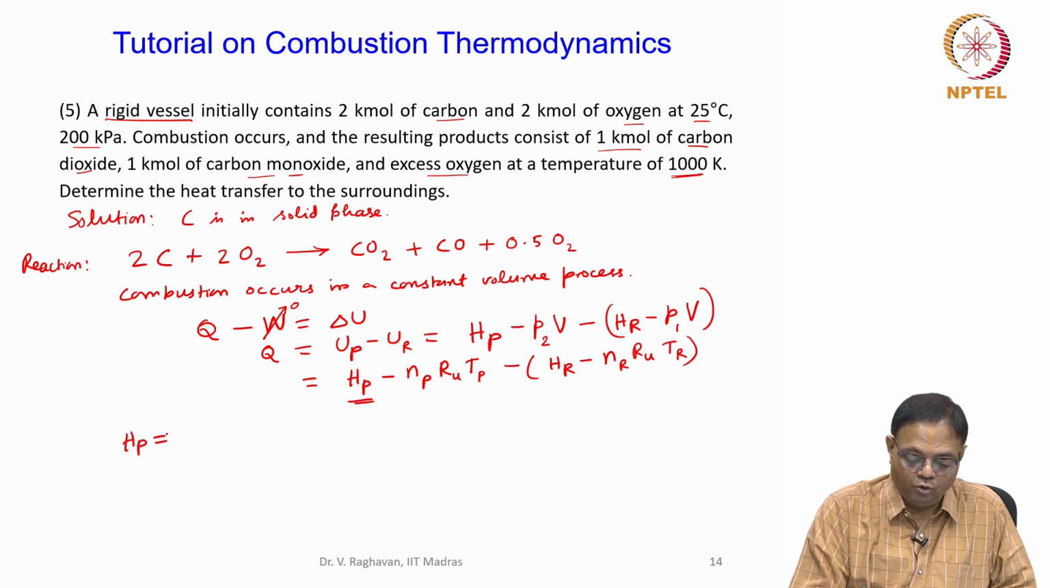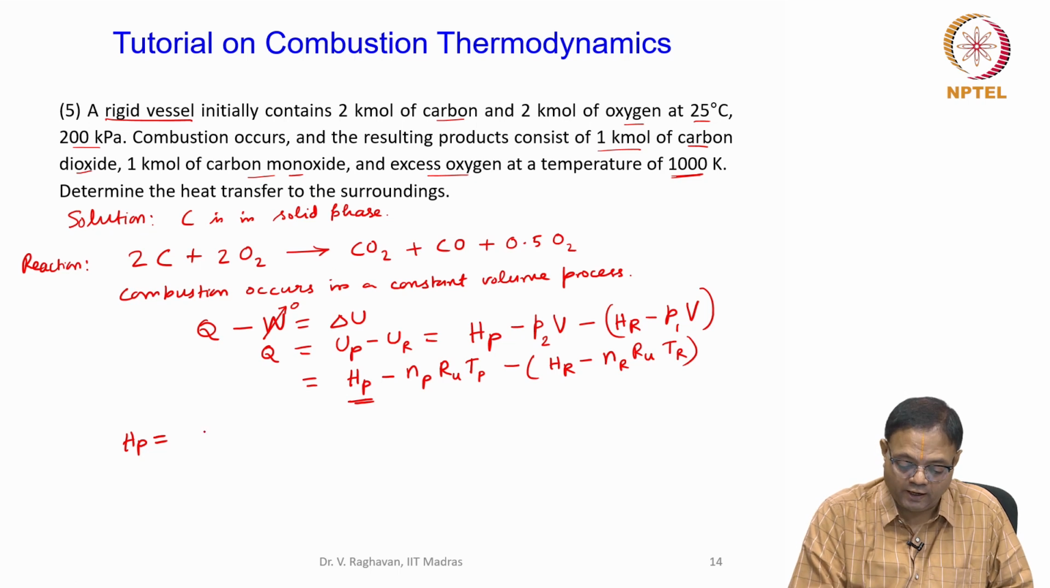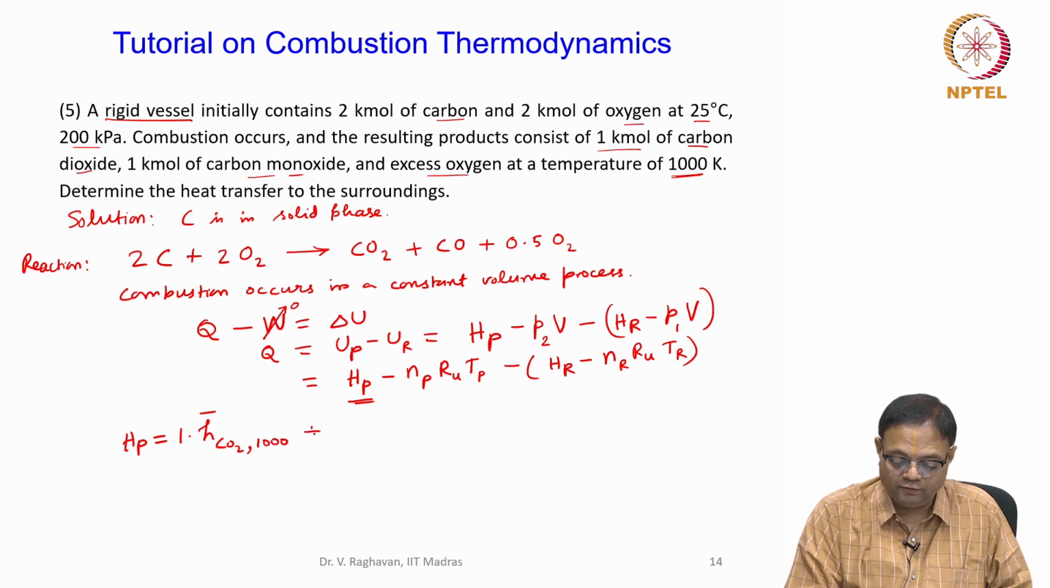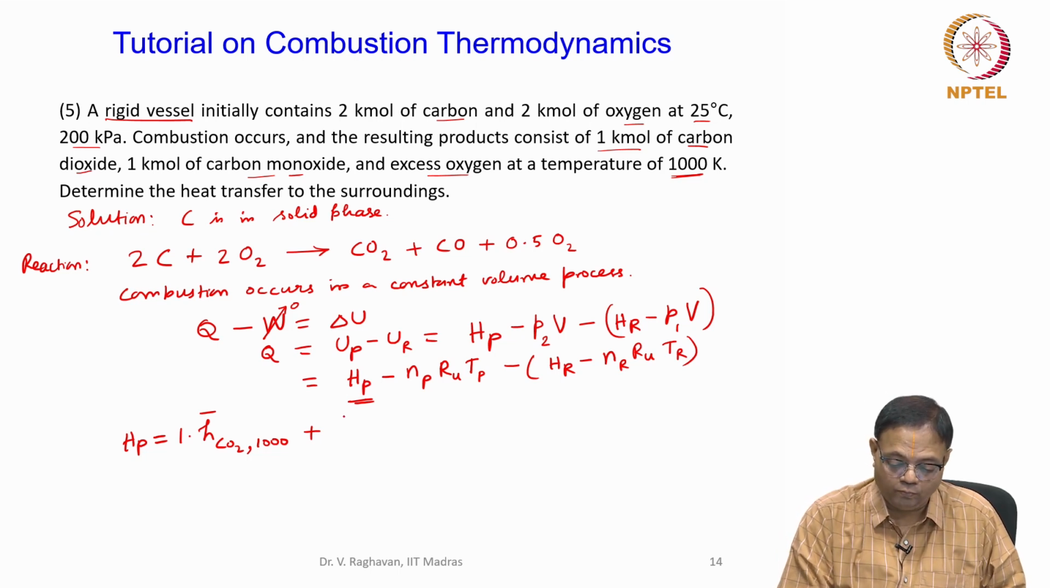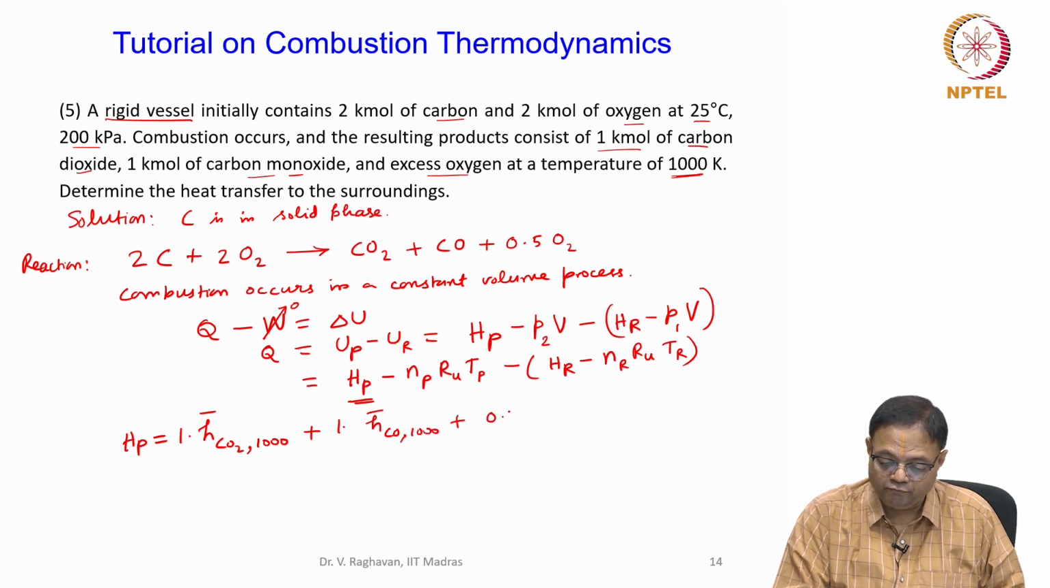So, what is HP? From the reaction I can write the standard: 1 into H of CO2 at 1000 Kelvin, plus, because enthalpy does not depend on pressure. Why? Because we are assuming that this will be ideal gas. For ideal gases, internal energy and enthalpy are functions of temperature alone. So, I can write this. Similarly, this will be 1 into H of CO at 1000 Kelvin plus 0.5 into H of O2 at 1000 Kelvin.